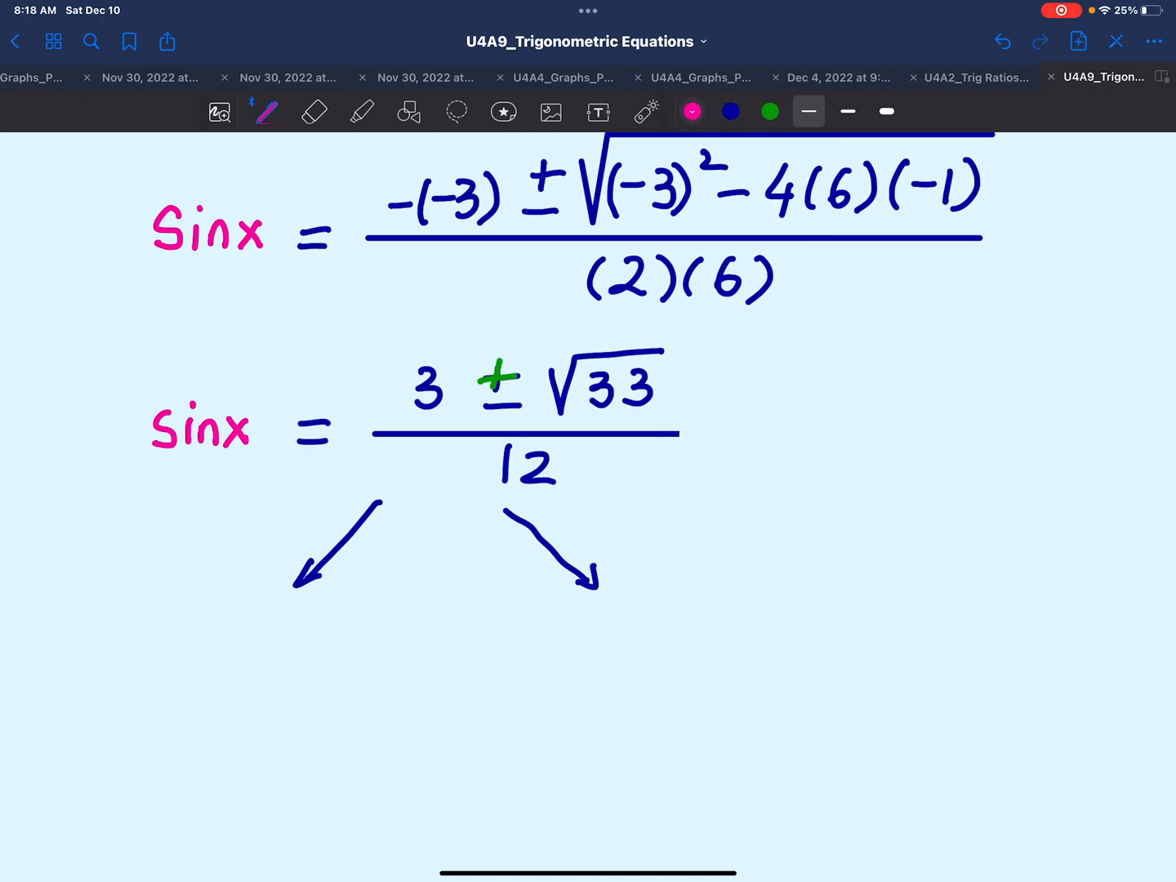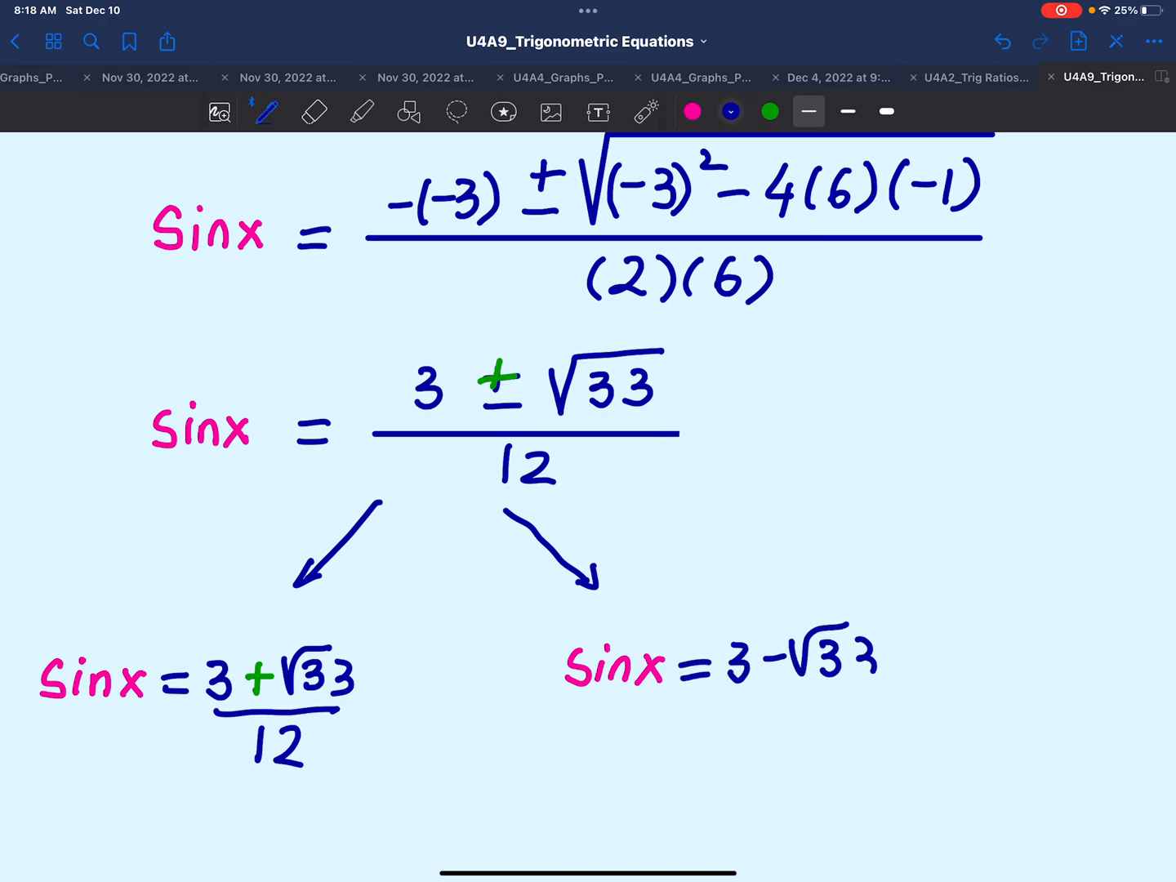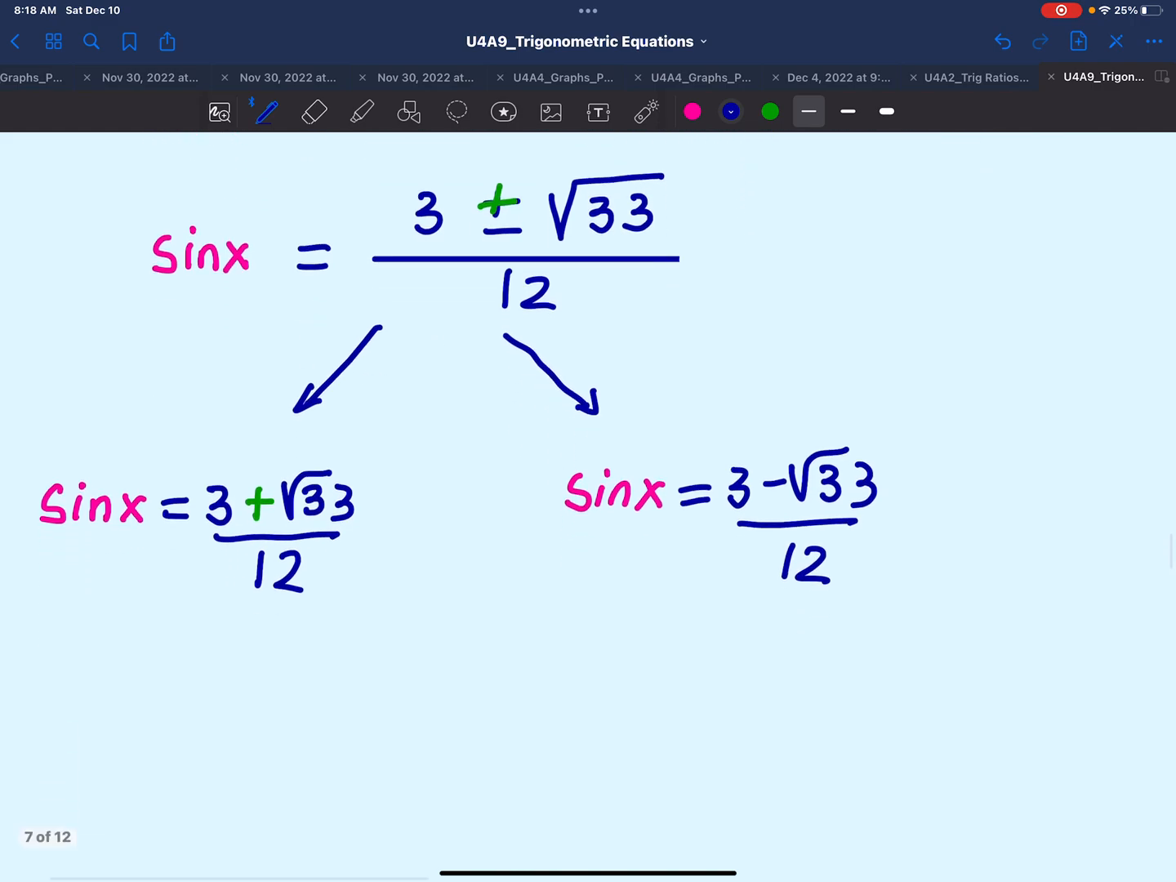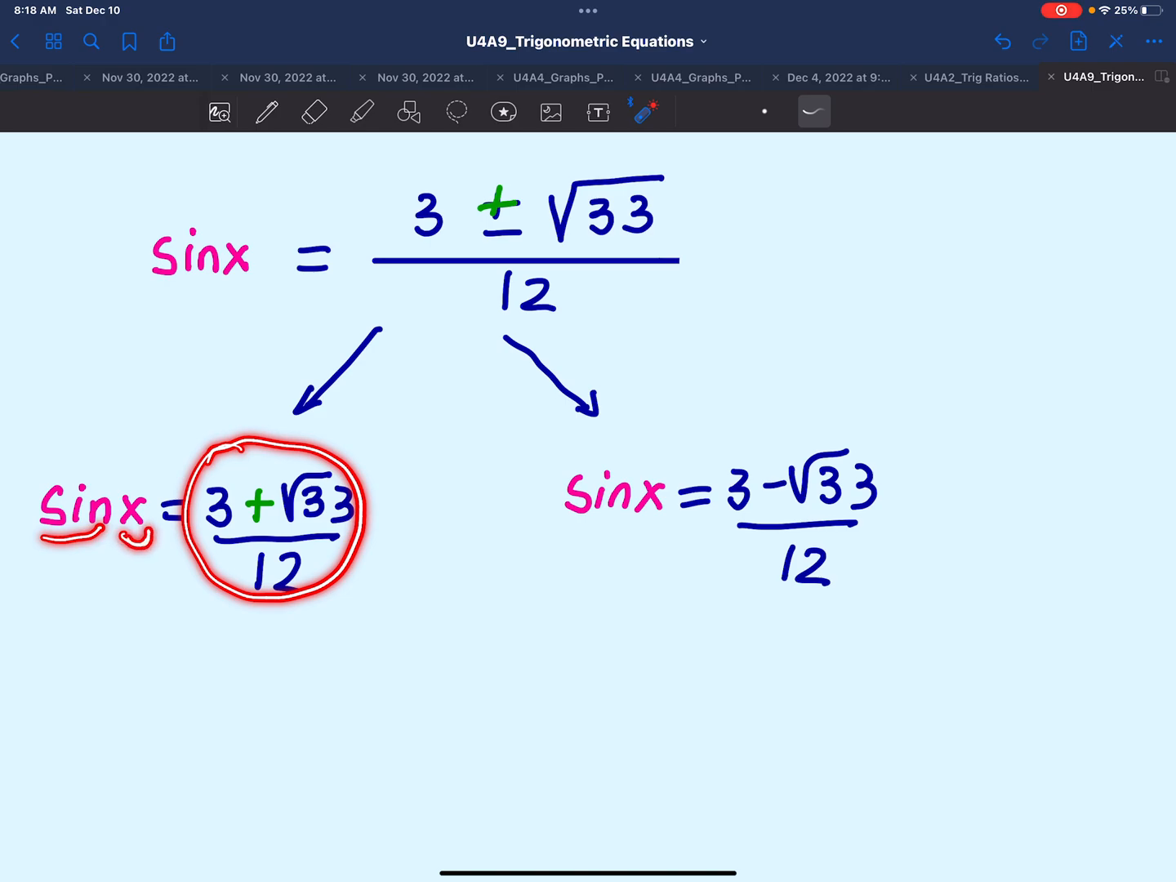So sine x equals 3 plus root 33 over 12, or sine x equals 3 minus root 33 over 12. So what we are going to do in this case is round the answer to 4 decimal places, since this represents the sine ratio of some angle x. So that will give 3 plus the square root of 33 divided by 12.